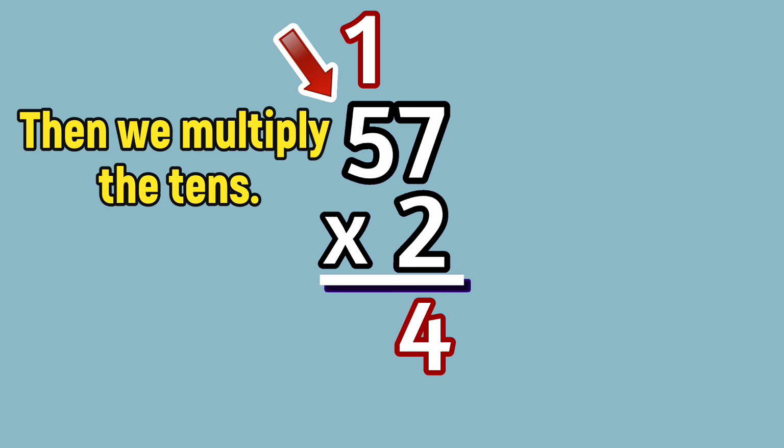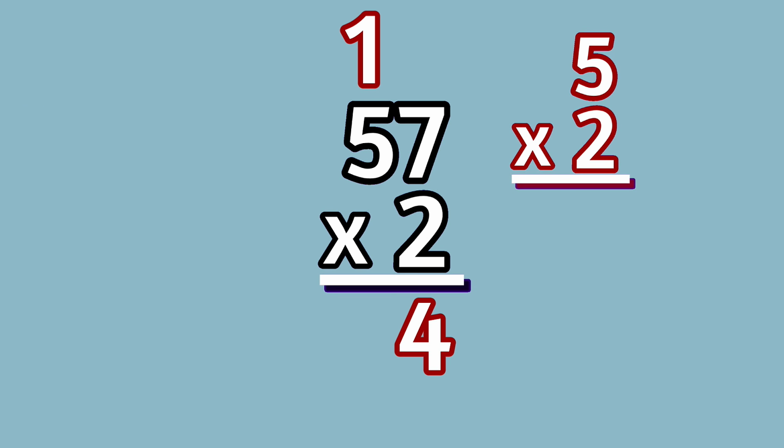Then we multiply the tens. We do that by multiplying across 5 times 2. What is 5 times 2?